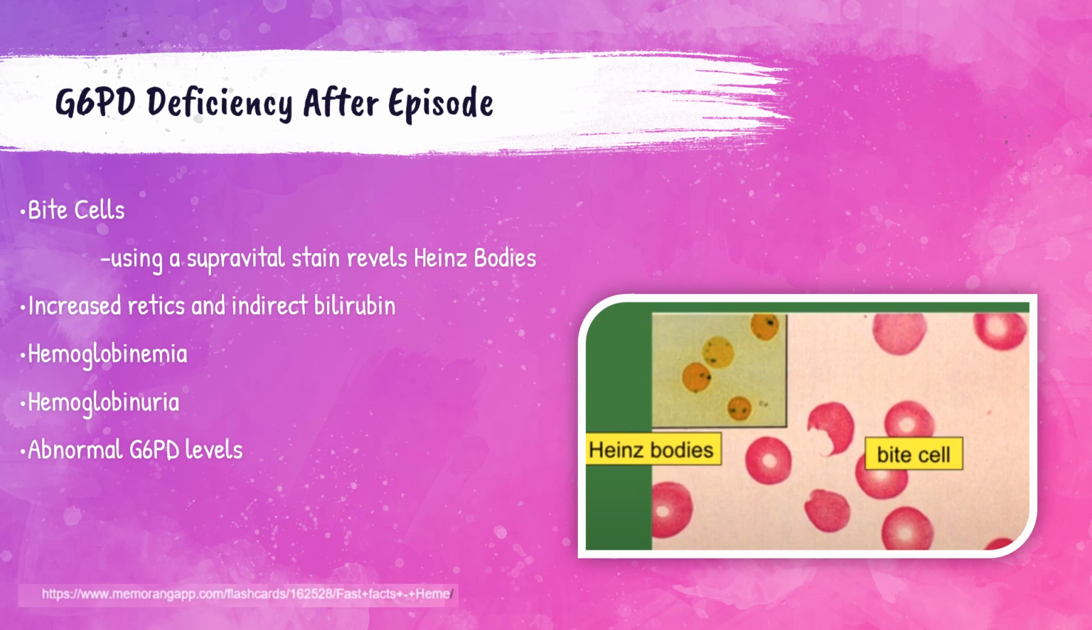So it's making more red cells to compensate. With that, you will see increased reticulocytes. And of course, red cells are being lysed open, releasing hemoglobin. So we're going to be seeing an increase of free hemoglobin in the bloodstream. We may also see it in the urine as well. And of course, this is a deficiency of G6PD enzyme. So there will be an abnormally low level of this enzyme in the bloodstream as well if we do tests for it in this patient.